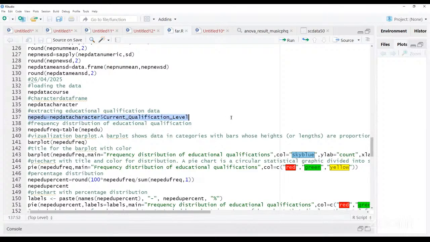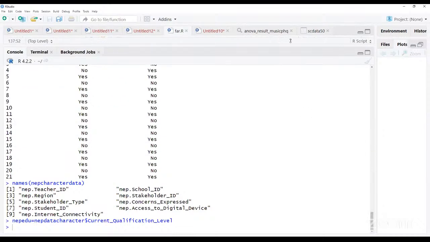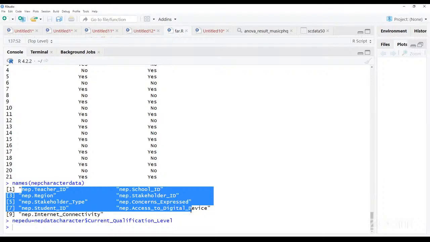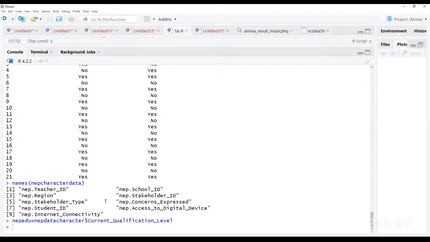The next is this. You will find that I have created one new vector, NEP education, edu. And NEP data character is my main vector where all the character data are there. You will find all the character data in NEP data character. So the dollar sign will tell you the list. Let me write it down here again.